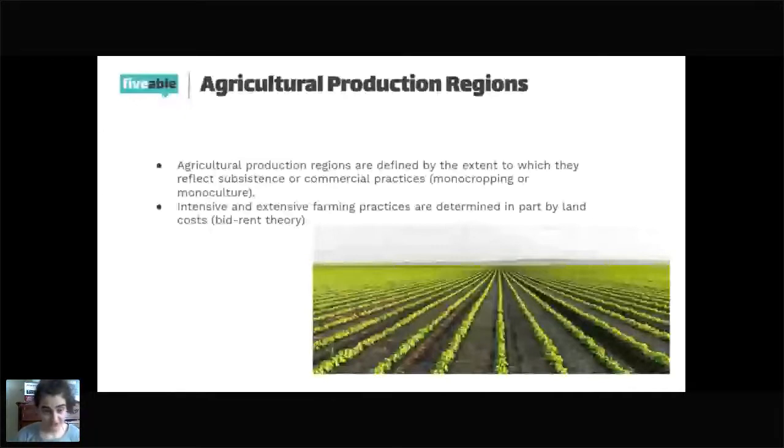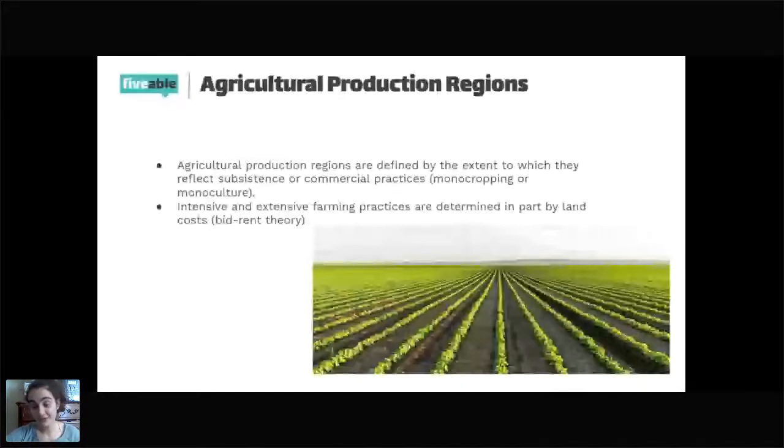Agriculture production regions. Agricultural production regions are defined by the extent to which they reflect subsistence or commercial practices. An example of that is monocropping and monoculture. What is monocropping and monoculture, guys?